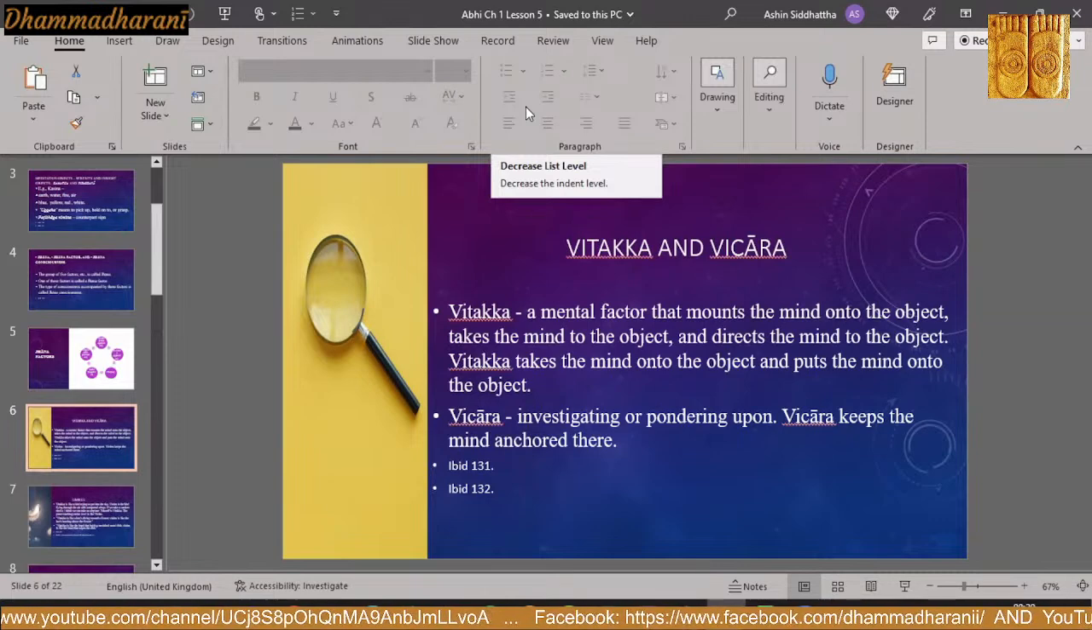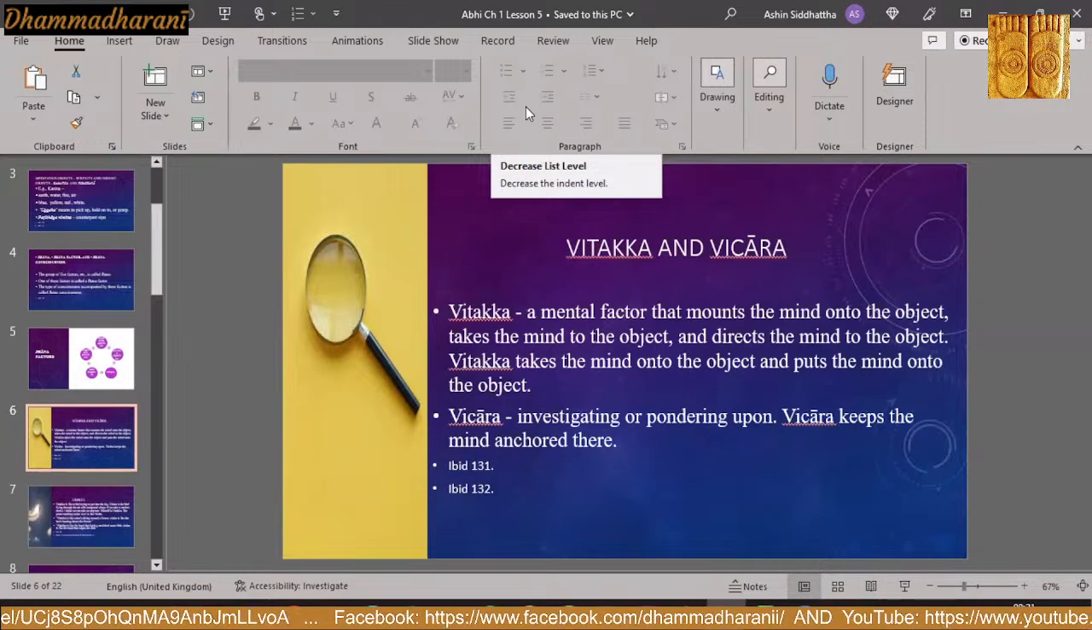So what are the functions of vitakka? The mental factor that directs mind to the object. We have learned in lesson 1, what is the function of the citta? Just cognizing the object. Here, mind needs the support of the vitakka. Therefore, the function of the vitakka is to direct the mind to the object. In other words, we can say that it mounts the mind onto the object. That's the function of the vitakka.